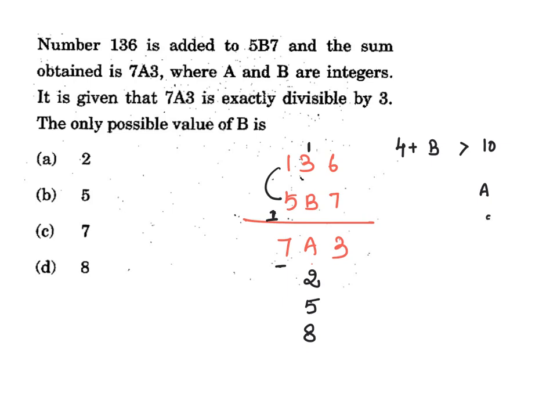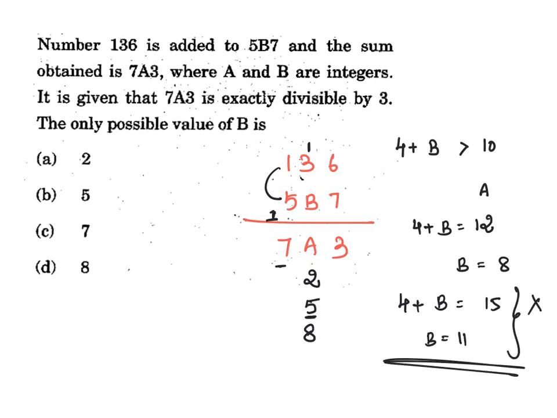If suppose unit digit of this is 2, which means 12. 4 plus B is equals to 12 means B is equals to 8. If I take 5, suppose 4 plus B is equals to 15. So B is equals to 11. That is not possible because B is a single digit number. So the only possible value of B is 8.